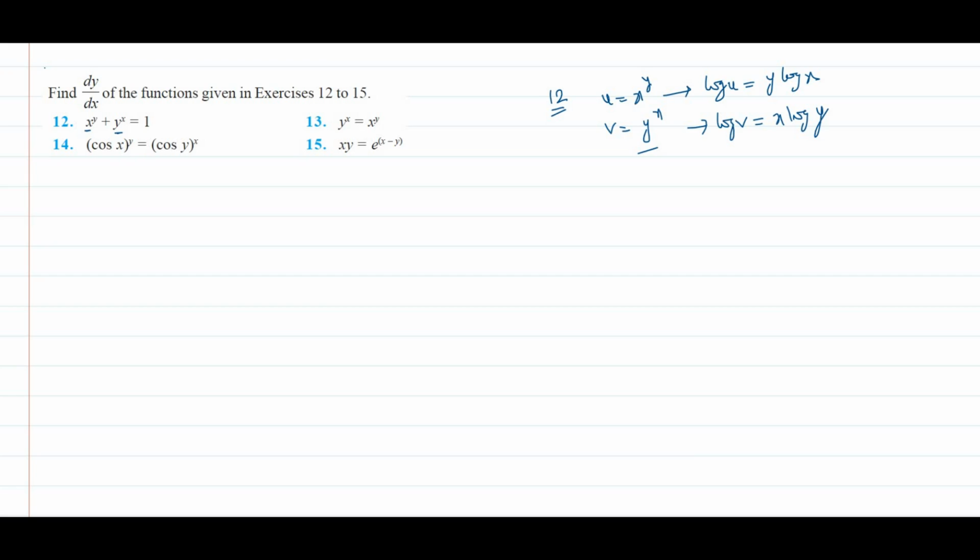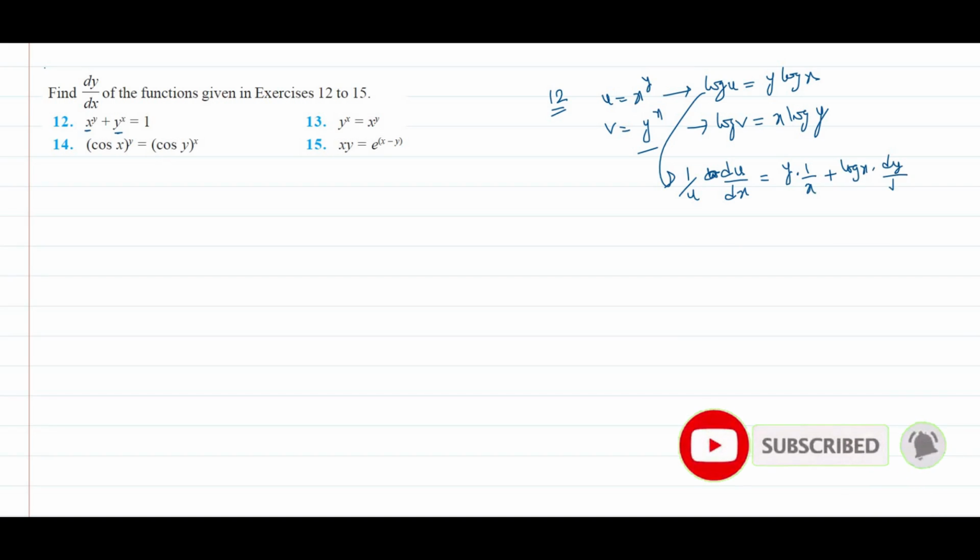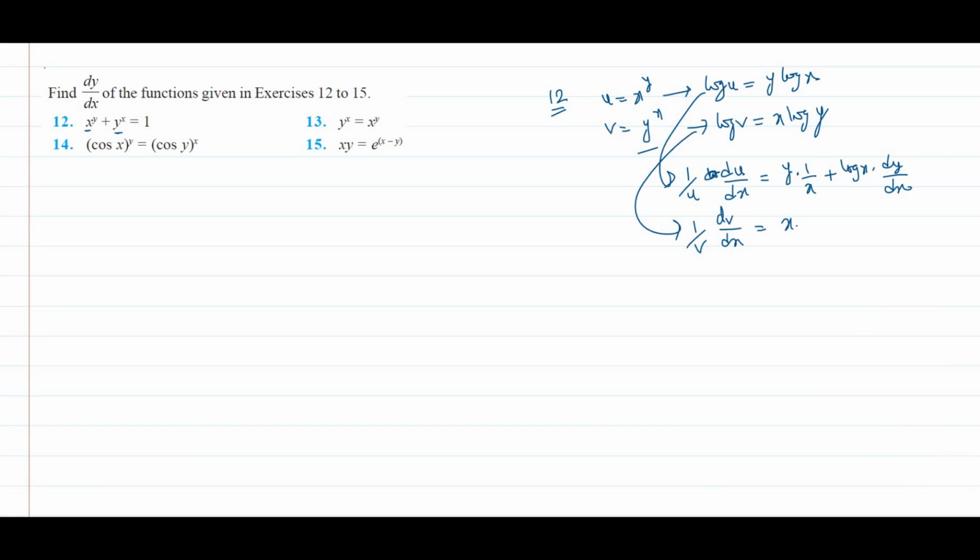So differentiating with respect to x, I'll be getting 1 by u du by dx is equal to y times d by dx of log x, that is 1 by x, plus log x times dy by dx. And dv by dx, that is equal to x times log of y, the differentiation will be 1 by y dy by dx, plus log of y, and the differentiation of x is 1. So this is going to be our du by dx and dv by dx. Here I can multiply the whole expression with u and v respectively to get it.